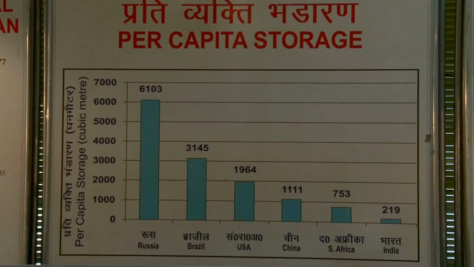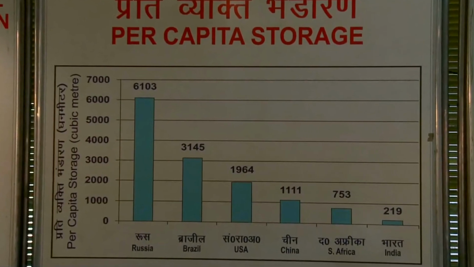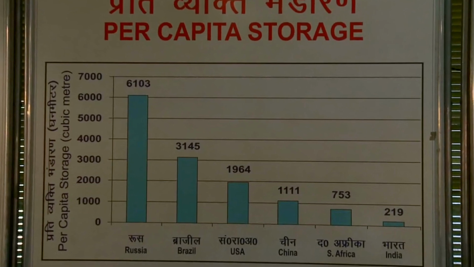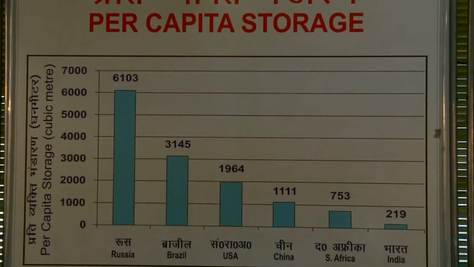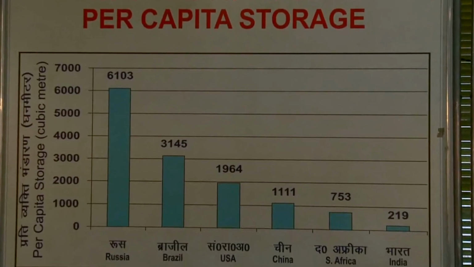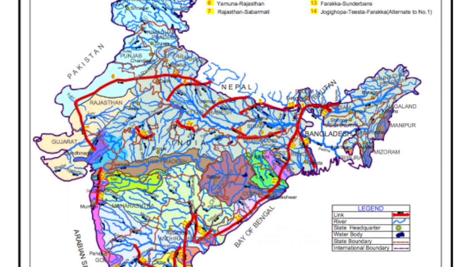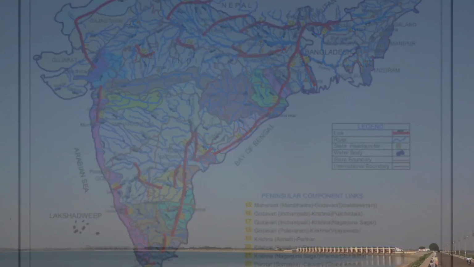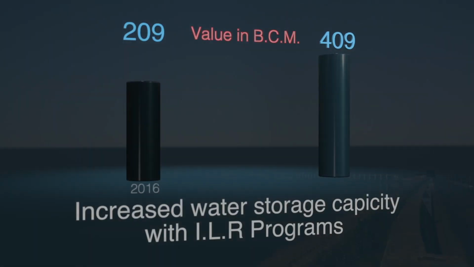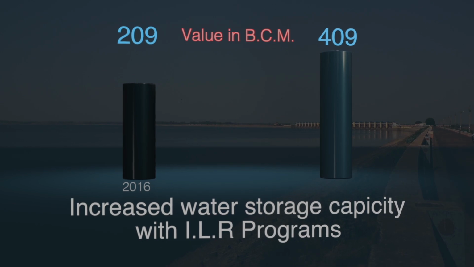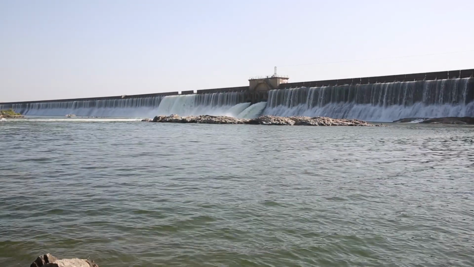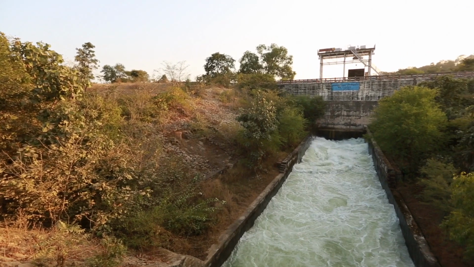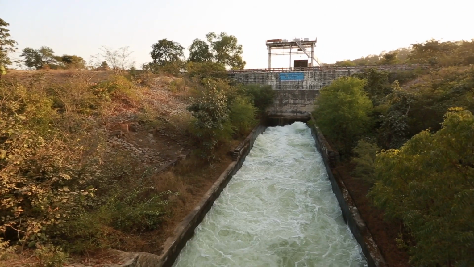Our per capita storage capacity is far behind than USA, Russia, Canada, China and many other countries. The need to enhance water storage capacity is visible in statistics. Execution of all proposed water transfer links will enhance our storage capacity by 200 billion cubic meter. It will transfer more than 170 BCM surplus water to the areas facing acute water scarcity.